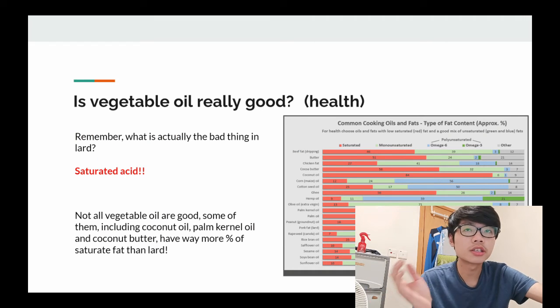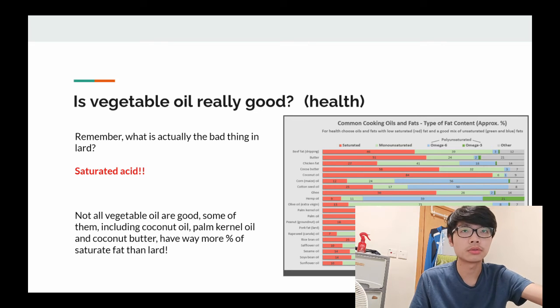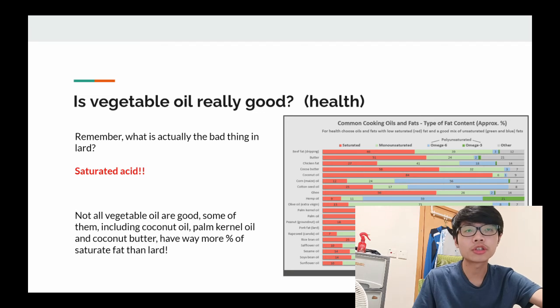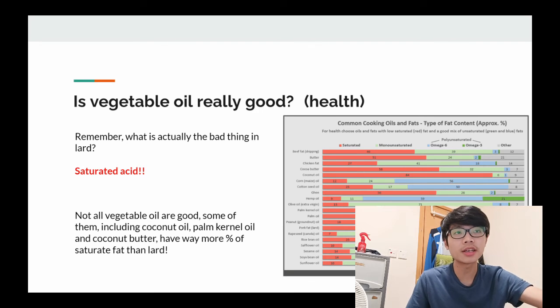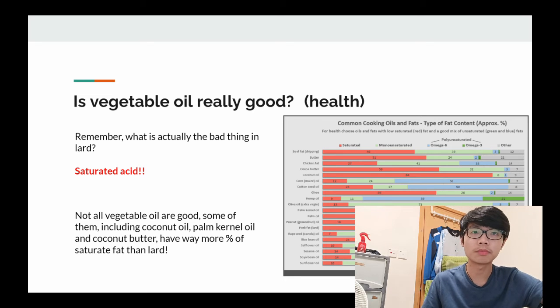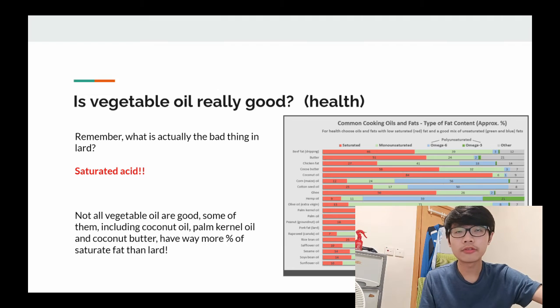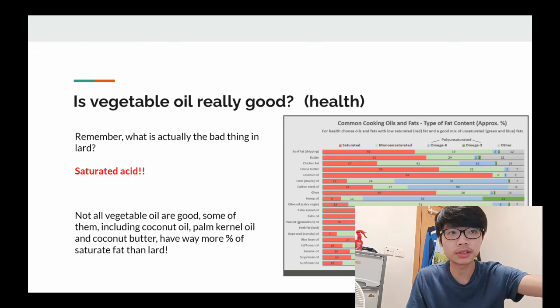Meanwhile, if you think about it carefully, vegetable oil is not necessarily good. Remember, what's actually bad in lard is the saturated fat. Look at the table on the right. There are 3 vegetable oils that have a significantly higher percentage of saturated fat than lard, which are coconut butter, palm kernel oil, and coconut oil. If lard is so bad for health, then these 3 vegetable oils should be even worse at causing heart diseases.